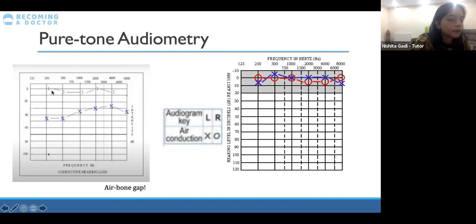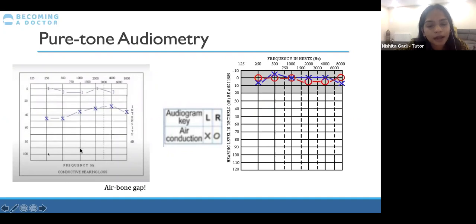So how do you do audiometry, and how do you record an audiogram? What happens is the patient is asked to respond when they hear a sound. Different types of sound are presented to the patient. So sometimes there might be loud sound, sometimes there might be quiet sound.